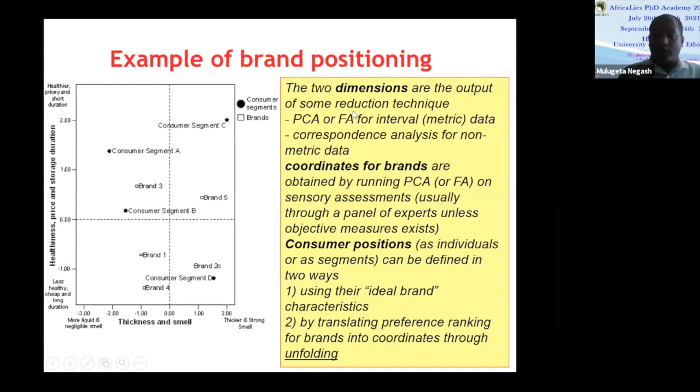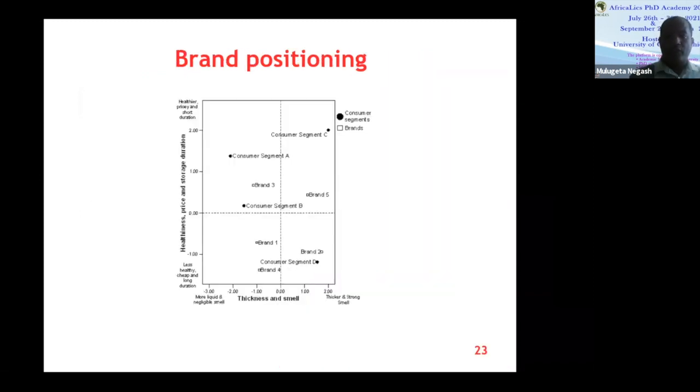The two dimensions are the output of some data reduction technique. It might be principal component analysis or factor analysis for interval or metric data, and correspondence analysis for non-metric data. Correspondence analysis, principal component analysis, factor analysis, and cluster analysis give us multidimensional scaling. The coordinates for brands are obtained by running principal component analysis or factor analysis on the sensory assessment, usually through a panel of experts, unless objective measurement exists. Consumer positions, as individuals or as a segment, can be derived in two ways. You might use their ideal brand characteristics, or translate preference rankings of brands into coordinates through the unfolding procedure.